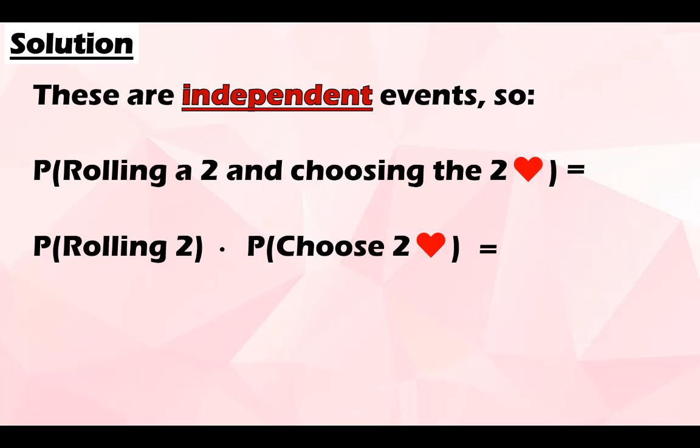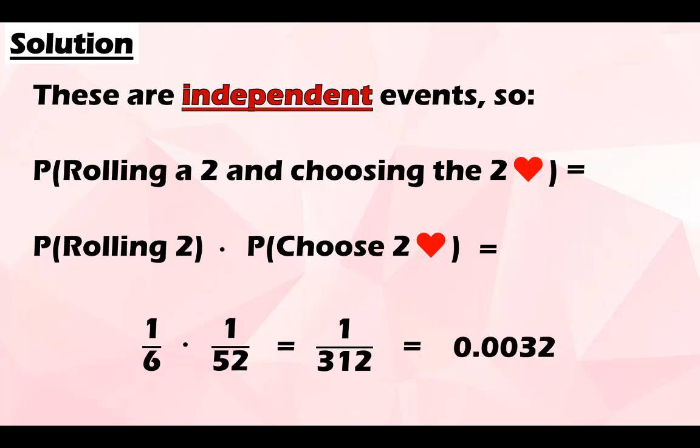Well, when I roll a 6-sided die, there's only one 2 out of the 6 numbers, so the probability of rolling a 2 is 1 out of 6. To choose the 2 of hearts out of the deck, remember there are 52 cards, but only one of them is the 2 of hearts. So the probability of choosing the 2 of hearts is 1 out of 52. The multiplication rule says multiply these together to obtain your answer. And the answer will be 1 out of 312. As a decimal, that would be 0.0032.